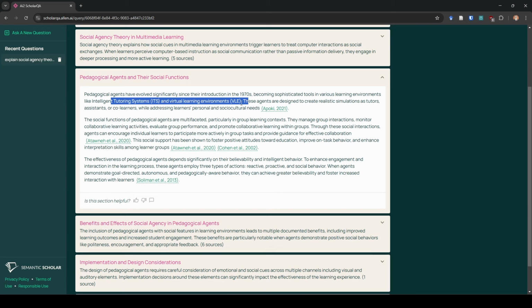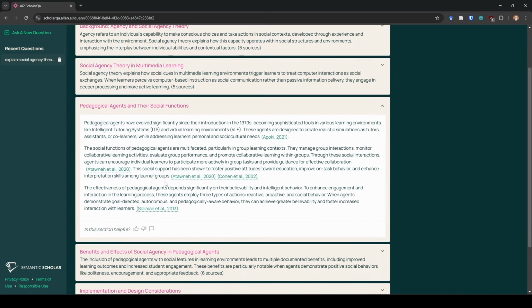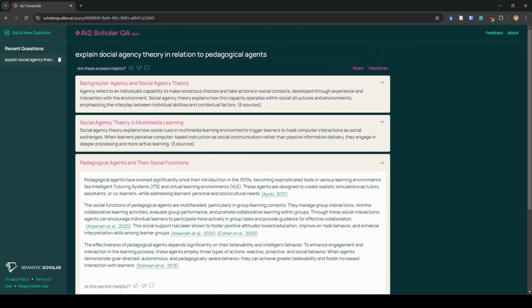Through intelligent tutoring systems and virtual learning environments, particularly in group contexts, they manage group interactions. Okay, this is not super important to me right now. I mean, it's good information, but it doesn't connect back to the original prompt to the extent that I thought it would. So when I said "in relation to pedagogical agents," that's a little bit vague, right?